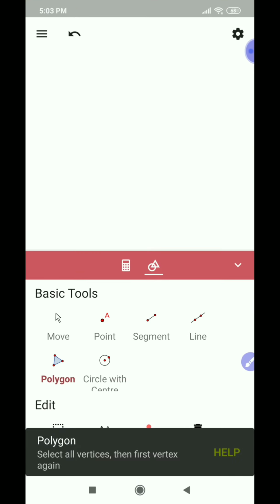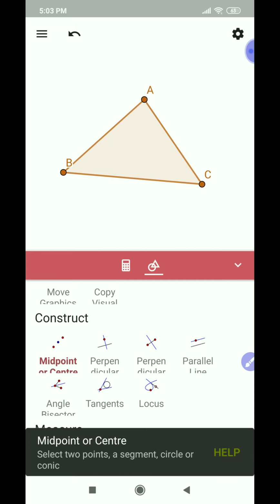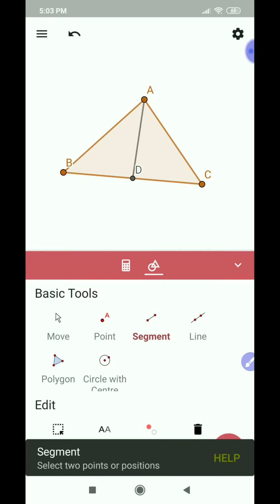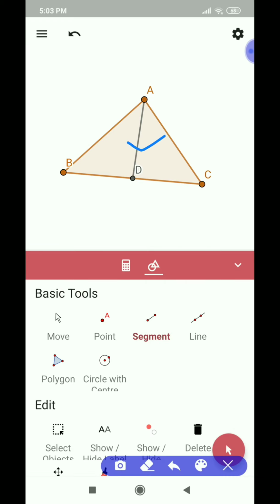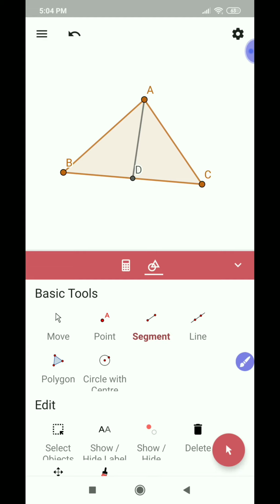Take a triangle ABC. Now construct the midpoint of BC, that is D. Join AD. Now we call AD a median. What is a median? The line joining a vertex and the midpoint of the opposite side is called a median.